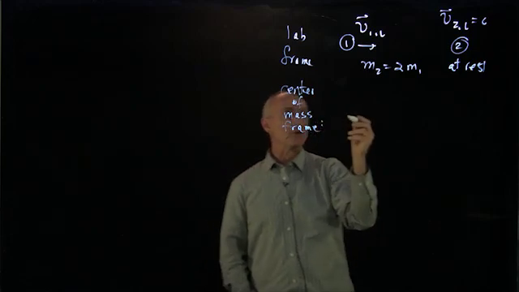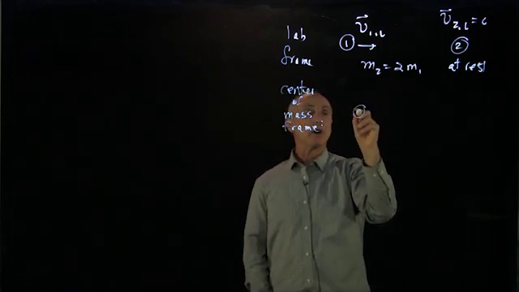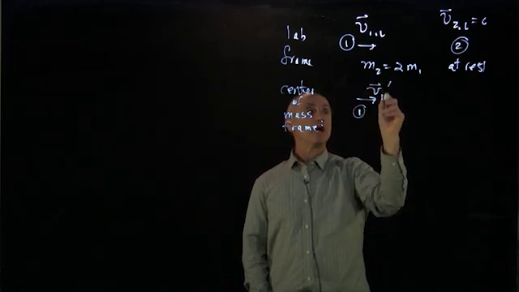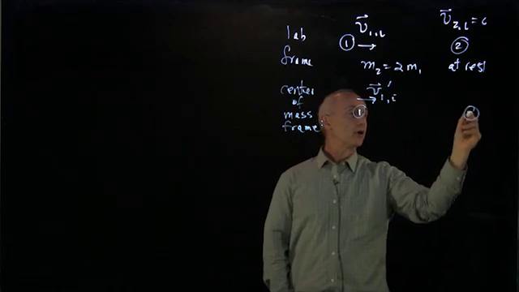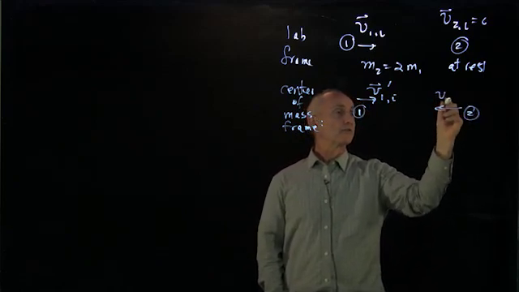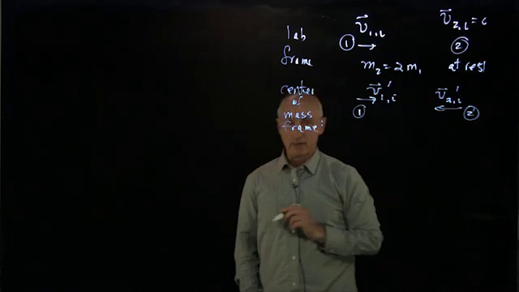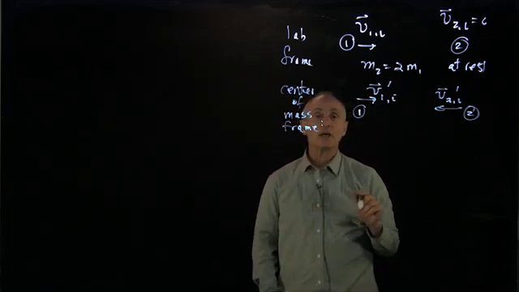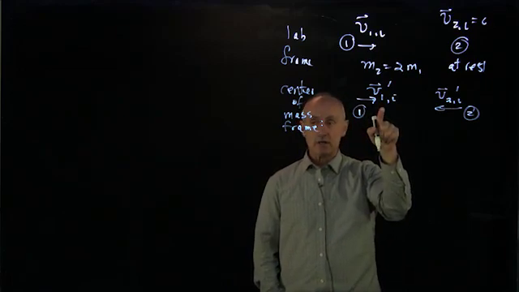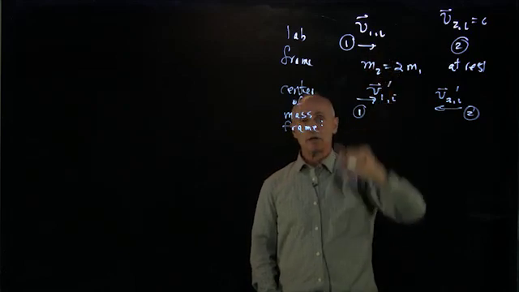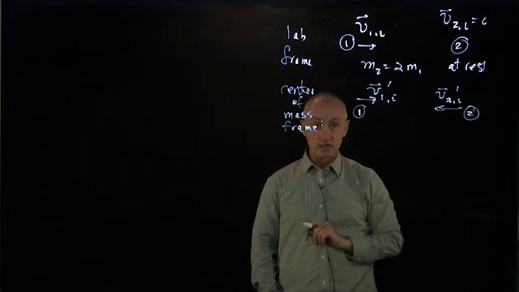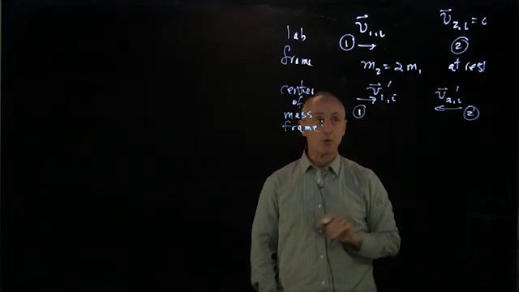And in that reference frame, we have particle 1 moving with velocity V1 prime initial, and particle 2 moving with velocity V2 initial prime. Now, the way we're going to analyze this problem is that we know the speeds in the center of mass frame relative to the lab frame. So we actually know these initial speeds, and we'll write that result down in a moment.